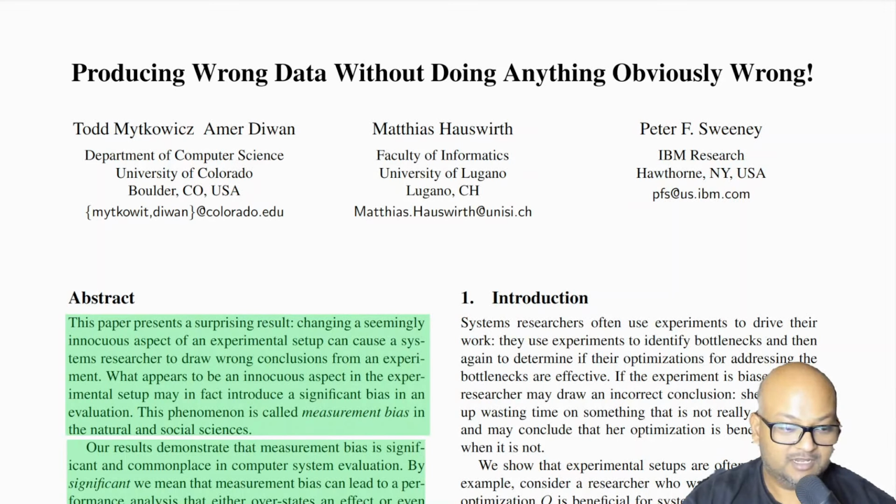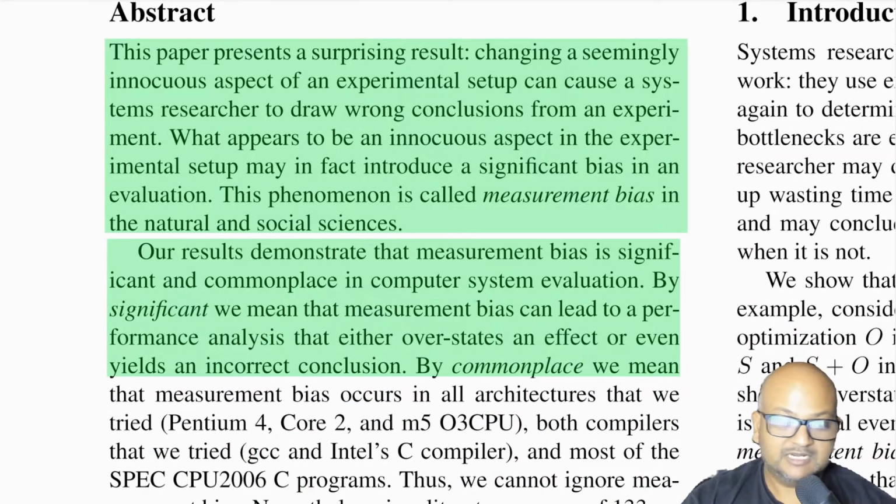So today I want to take a look at a paper from back in 2009 that calls out a very important but also often overlooked aspect in CS systems papers, and that is measurement bias. So what is measurement bias? Measurement bias happens when a seemingly unrelated change in your experimental setup swings the data to such an extent that it causes you to draw incorrect conclusions.